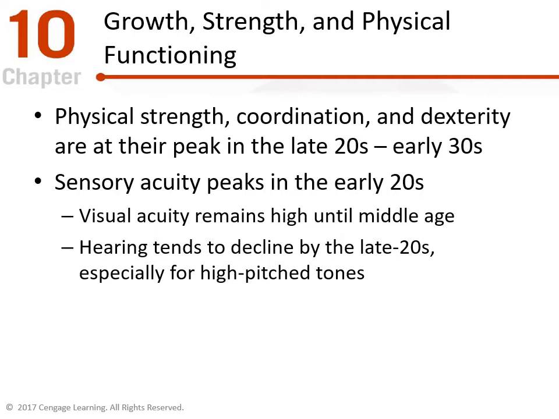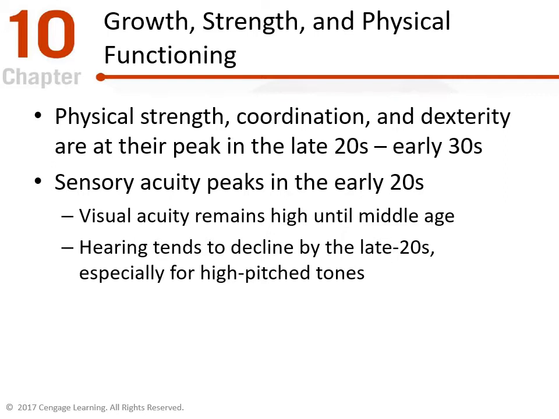And that athletes tend to have that late 20s, early 30s as their peak athletic performance. Think of your professional athletes. If you start to hit your late 30s, you're considered almost over the hill, and some even earlier depending on the sport. Another thing you want to remember is that sensory acuity peaks in the early 20s.